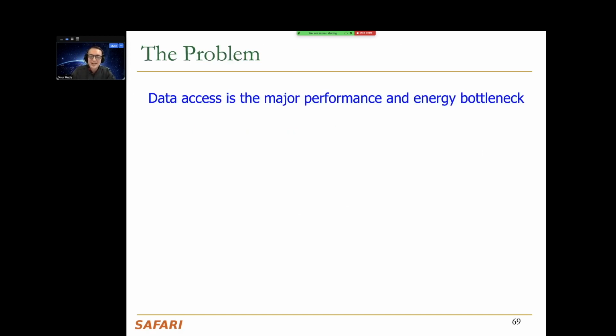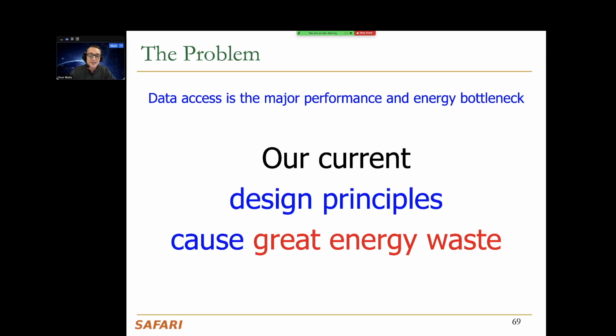Before we think about how we get there, I think we should also identify the problem that is limiting us from getting there. Today, data access is the major performance and energy bottleneck, and our current design principles in all computing systems that we design cause great energy waste. And they also cause great performance loss. This is because data is stored far away from computation, and essentially we need to move the data a lot in the system. So this causes great performance loss, but I put this in parentheses because we try extremely hard at all levels of the stack to avoid that performance loss as much as possible at the expense of higher complexity in our systems.